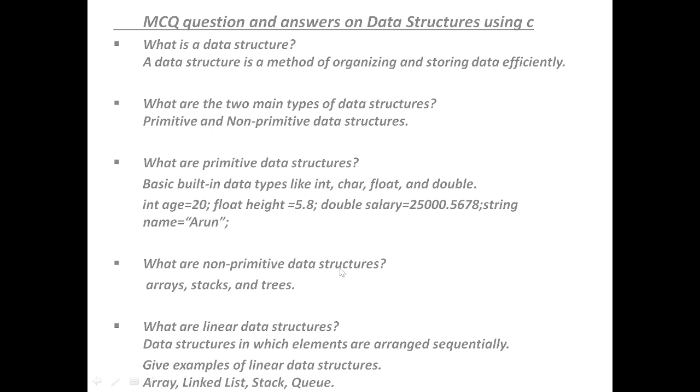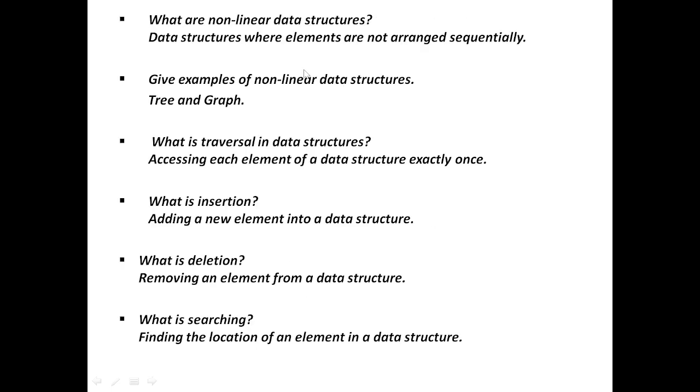So what are non-primitive data structures? Array, stacks and trees are called non-primitive data structures. What are linear data structures? Data structures in which elements are arranged sequentially one by one are called linear data structures. Linear data structure examples are array, linked list, stack and queue. What are non-linear data structures? Data structures where elements are not arranged sequentially are called non-linear data structures. Non-linear data structure examples are tree and graph.